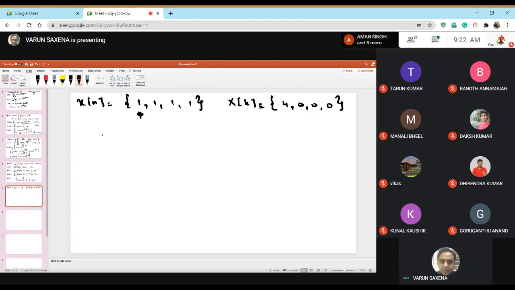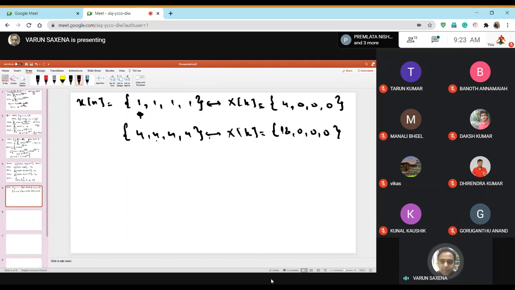So suppose I give you 4, 4, 4, 4, then what is going to be the DFT? It should just be 16, 0, 0, 0. This is a standard result, that if you ever encounter this anywhere, you should just remember that the DFT is something like this. You can solve this, you'll get this value.